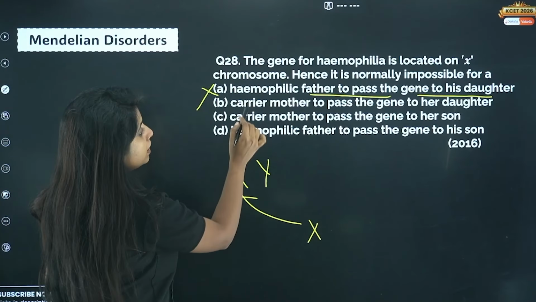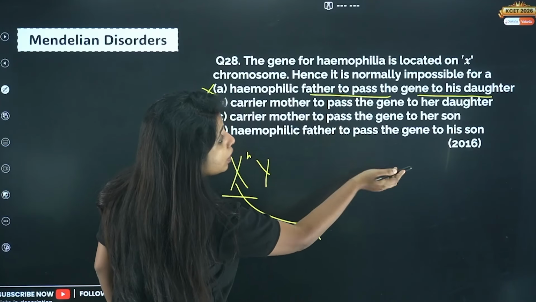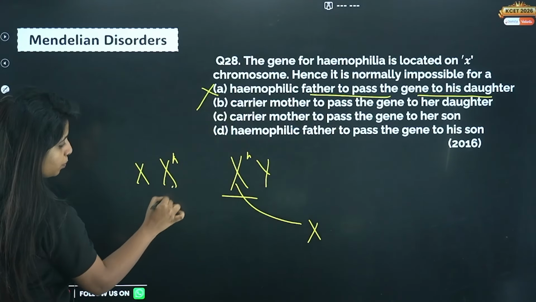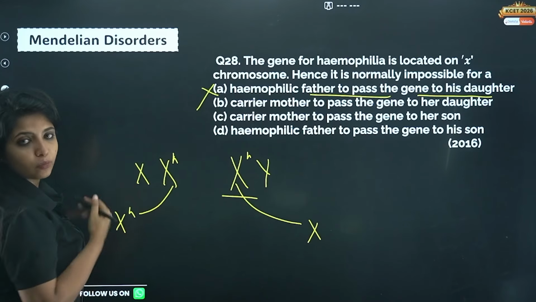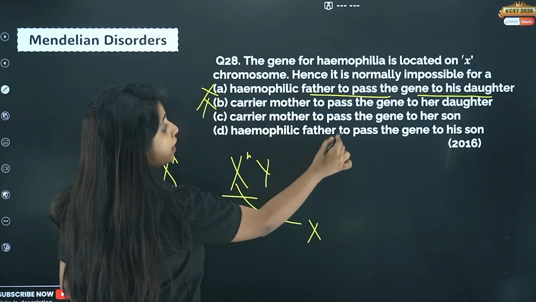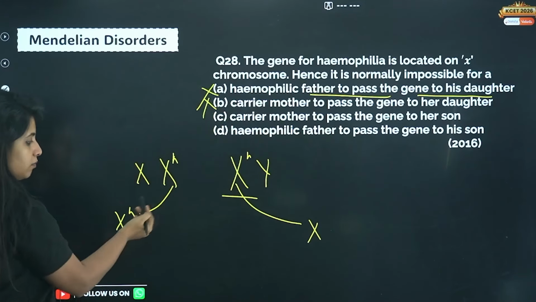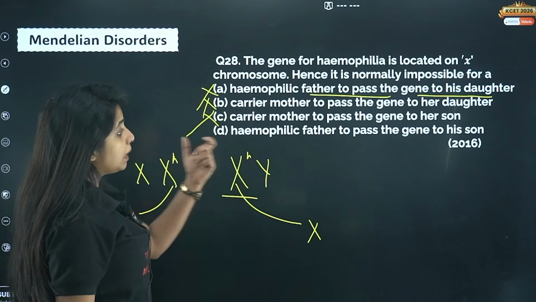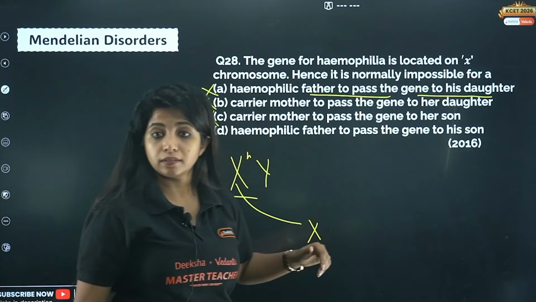It's not impossible for a carrier mother to pass the gene to her daughter. The carrier mother is there, and she can also pass this to her daughter. Anyway, one X chromosome has to go, so this is also wrong. Carrier mother to pass the gene to her son. Again, the mother will give an X chromosome, so it can be any other X chromosome. This is also wrong.